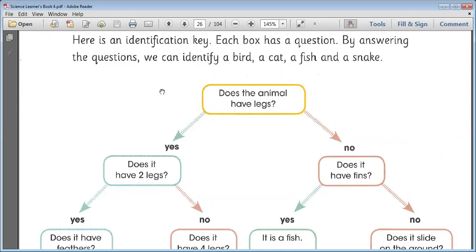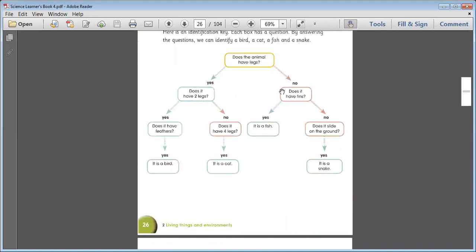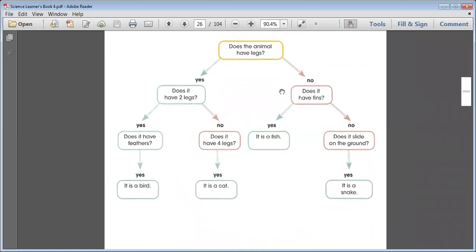And a snake, does it slide on the ground? That's a snake. Snakes slide on the ground. Okay, now let me explain. Here you can see, boys, here's a question and the answer to the question, and another question here.